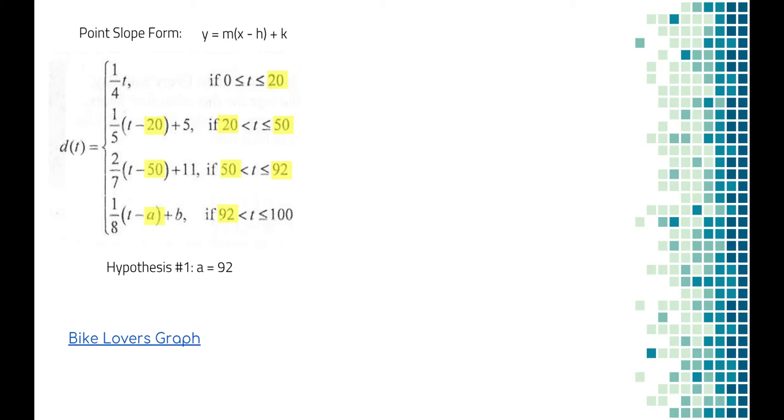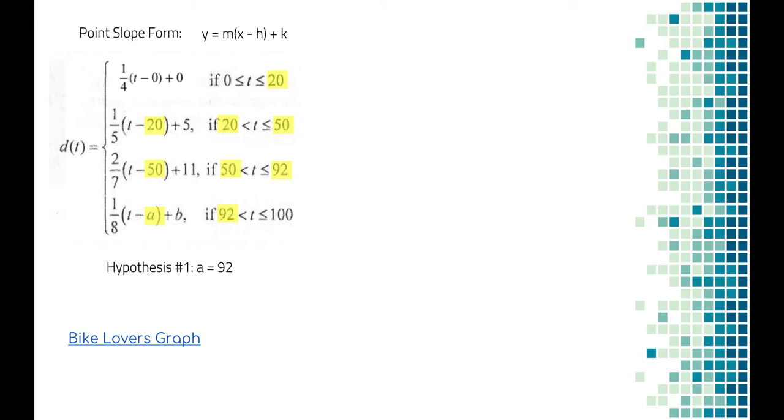So another thing that we'd want to do is change that 1/4 t. We want to change that into point slope form just to illustrate a few concepts later. So we're just going to change that to 1/4 the quantity t minus 0 plus 0. And again, this is to highlight some things later.